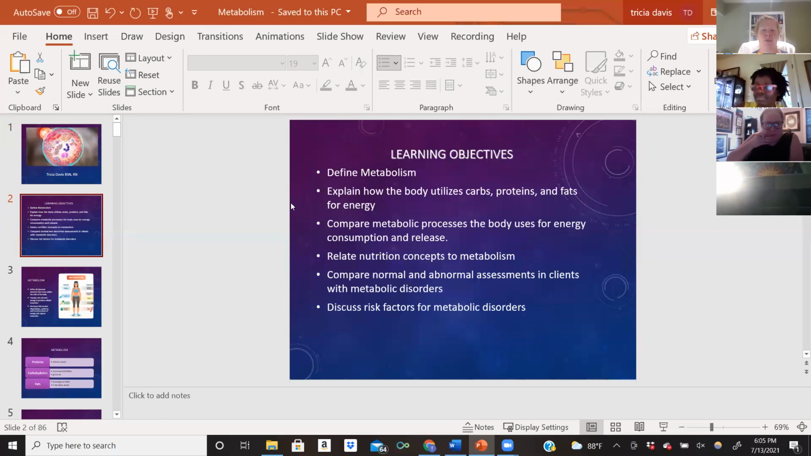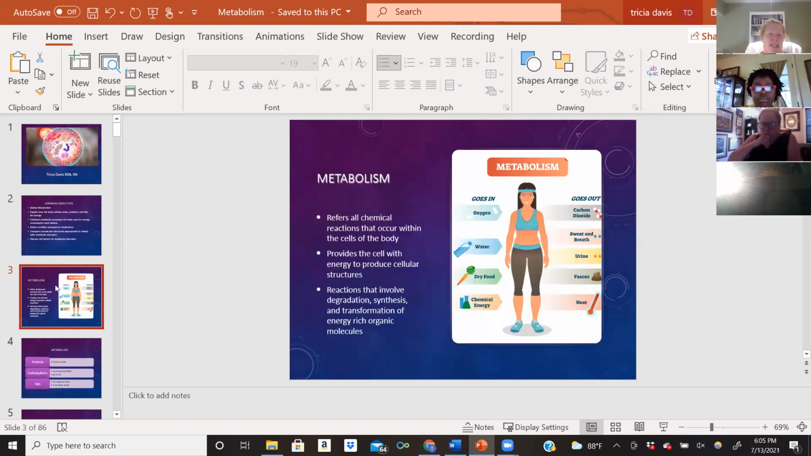So learning objectives, we are going to talk a little bit about metabolism. Some of it should probably be a review from your biology classes. We're going to explain how the body utilizes carbs, proteins, and fats for energy, compare metabolic processes the body uses for energy consumption and release, relate nutrition concepts to metabolism, compare normal and abnormal assessments in clients with metabolic disorders, and discuss risk factors for metabolic disorders.